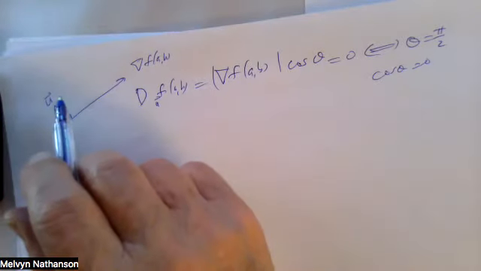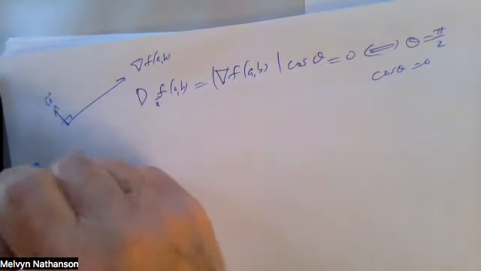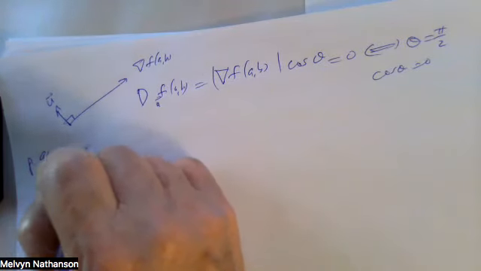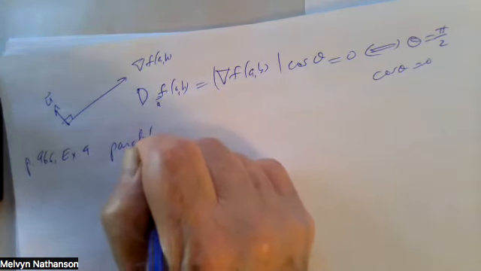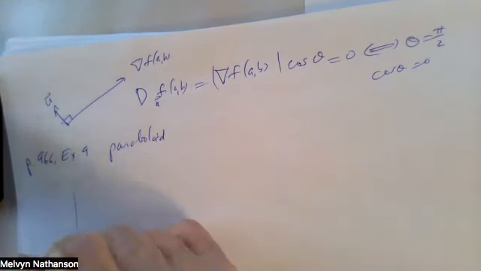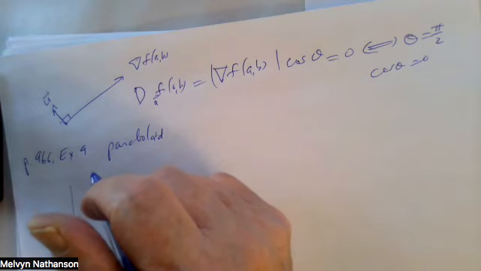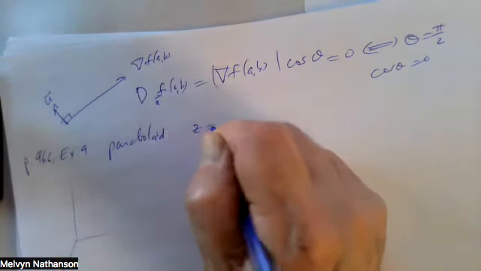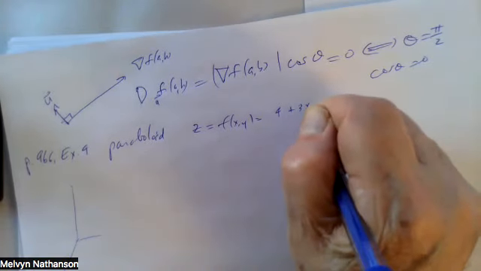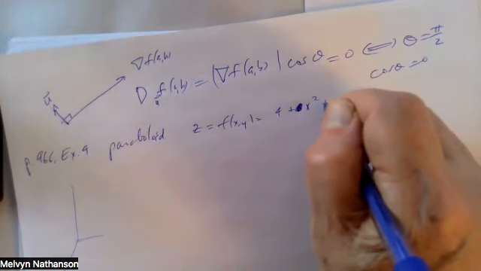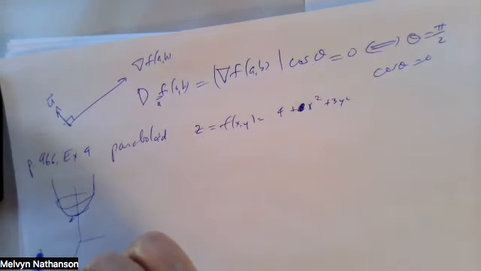So here's a nice example with pictures in the book. In my book, this is on page 966, example 4. We have a paraboloid. This is something you get by rotating a parabola around the z-axis. So we have z as some function of x and y, which is 4 plus x squared plus 3y squared. So that's some surface that looks like that.